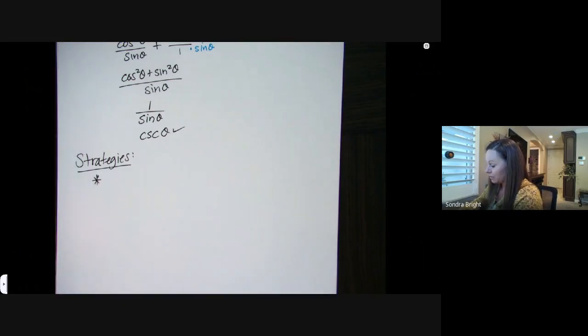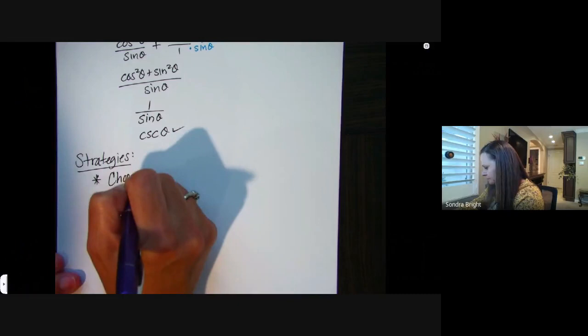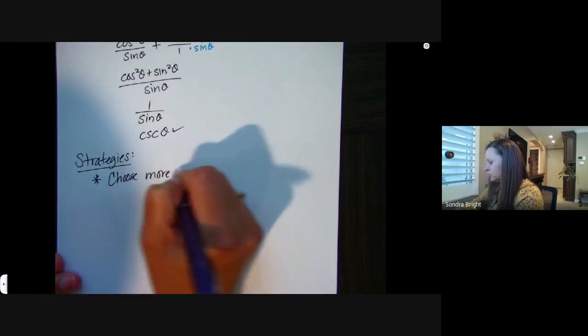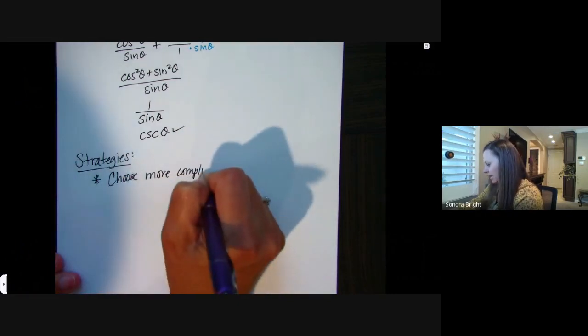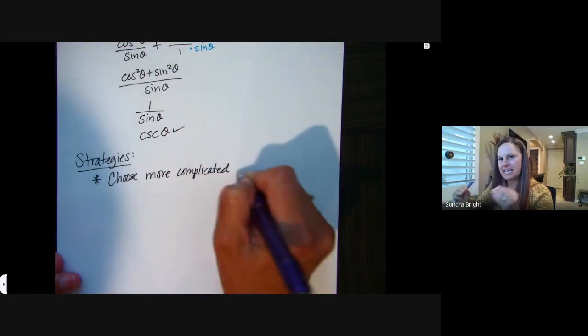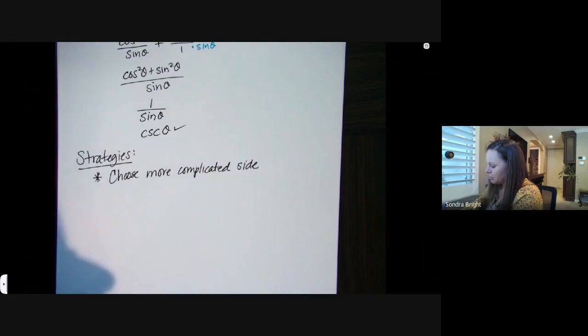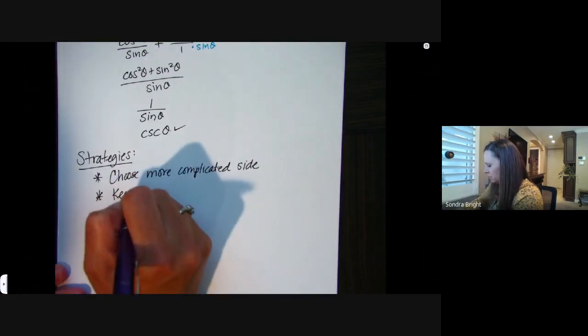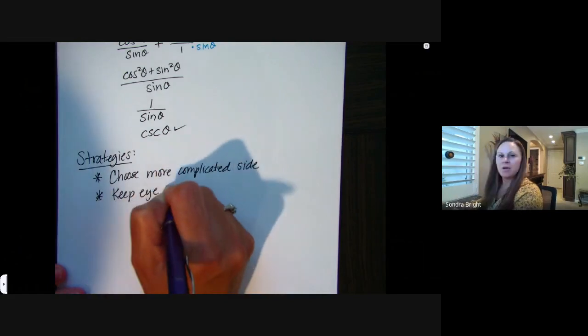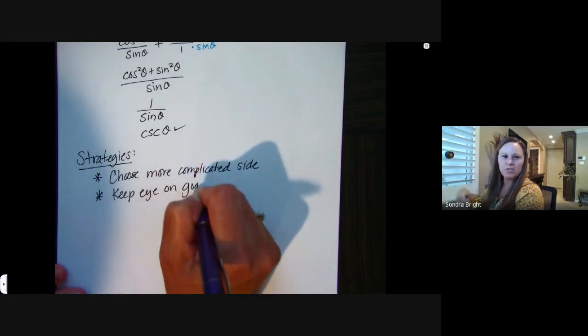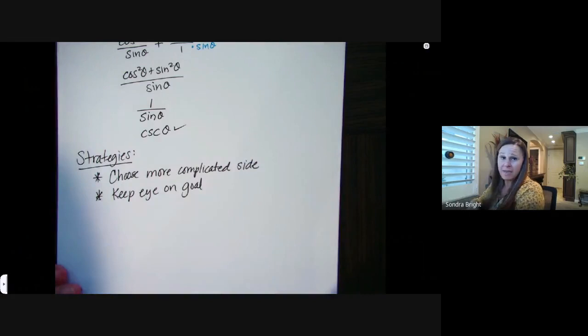First of all, you're going to choose the more complicated side. Again, it's easier to simplify a complicated side than to take a nice, neat package and then mess it all up. Make sure you keep your eye on your goal. Keep looking at where am I heading? What do I need it to equal? Because you may already have gotten it there.